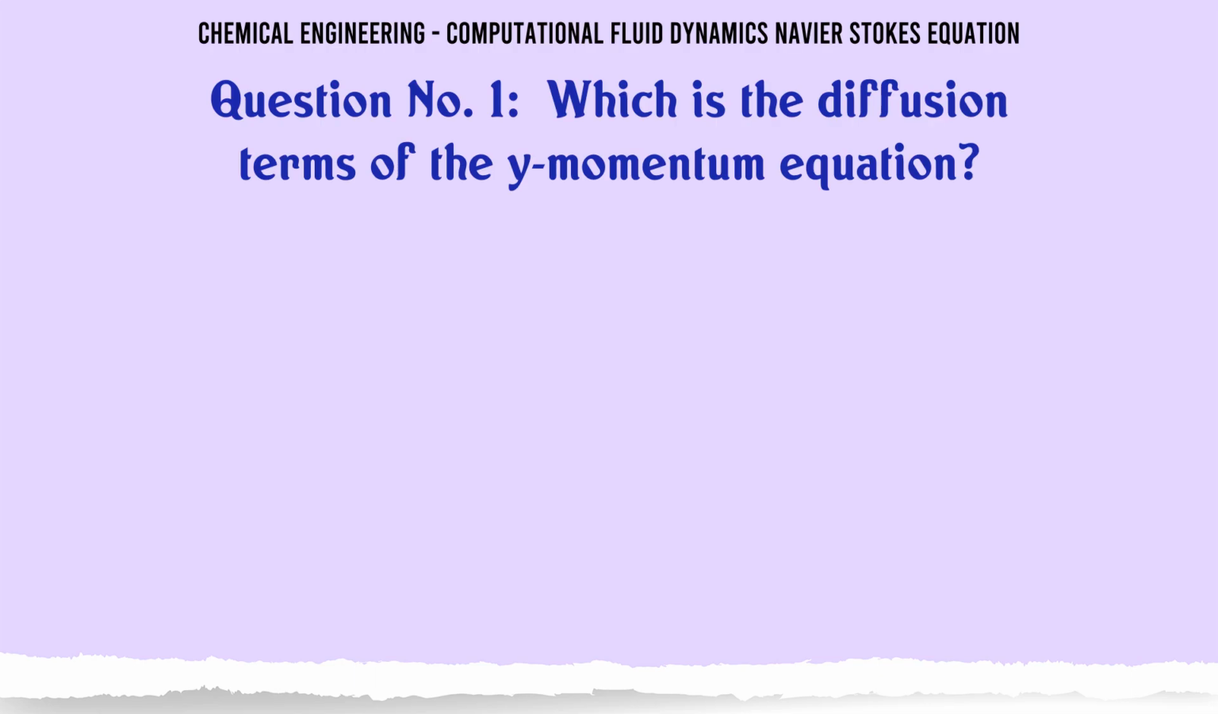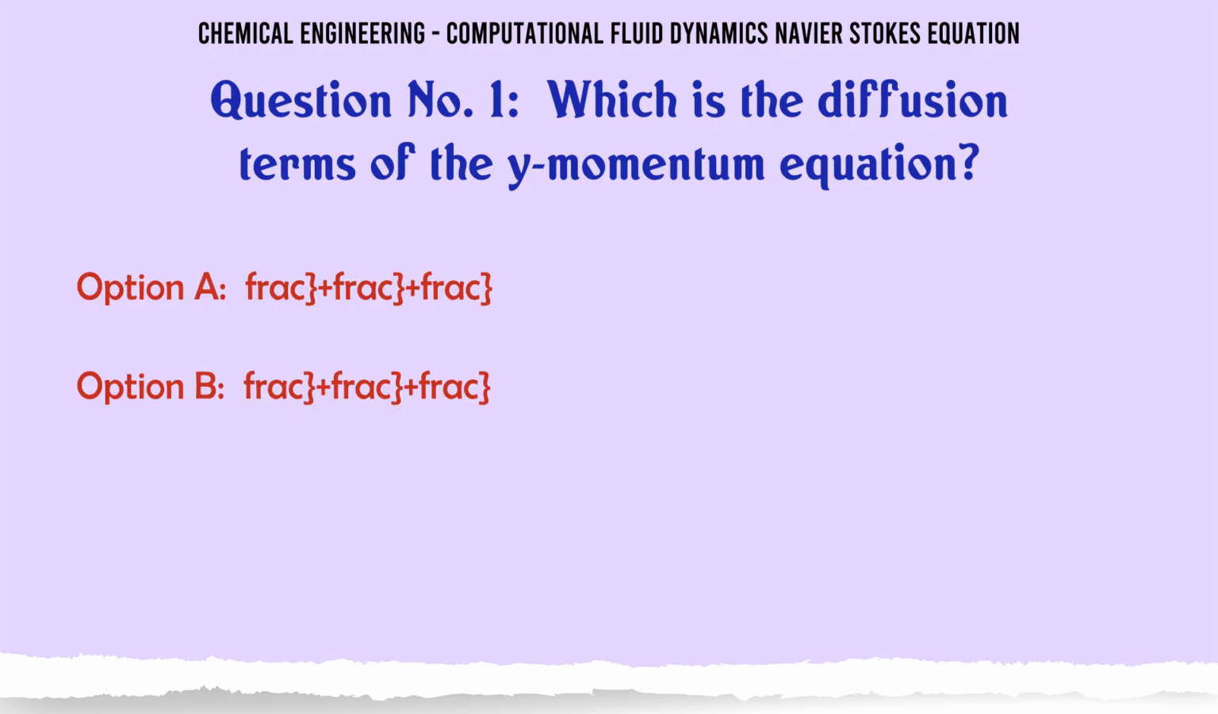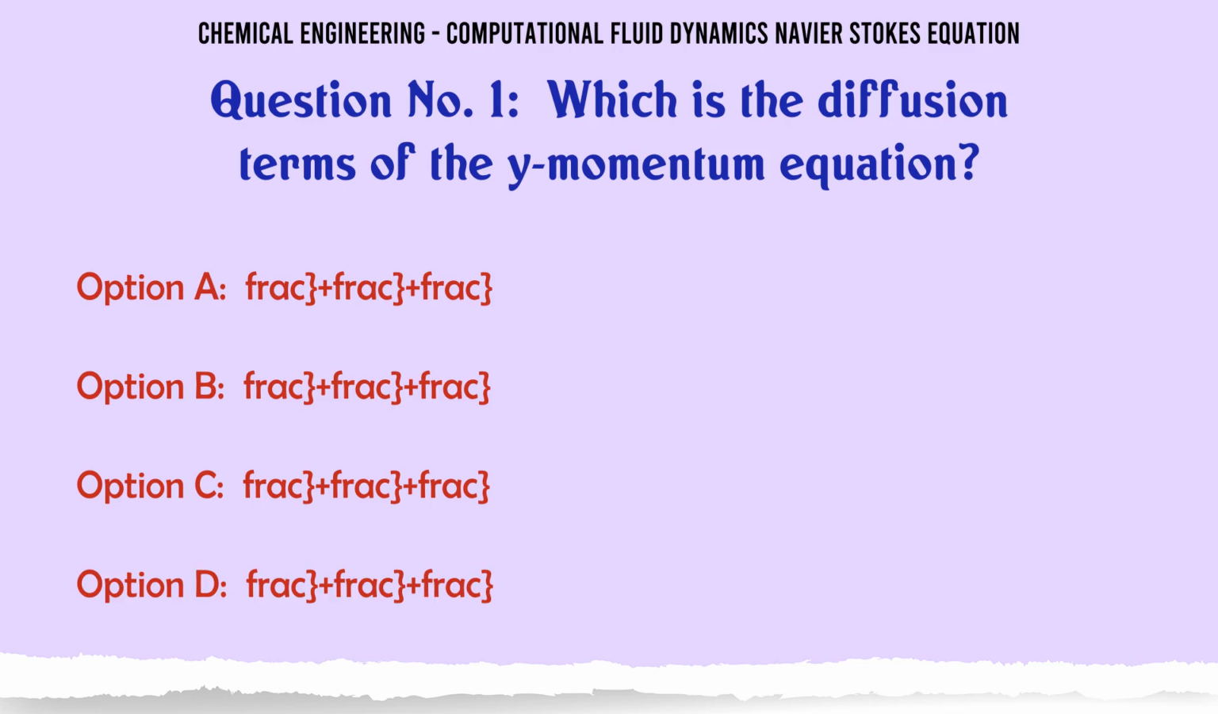Which is the diffusion terms of the y momentum equation? A: ∂τxy/∂x + ∂τyy/∂y + ∂τzy/∂z. B: ∂τyx/∂x + ∂τyy/∂y + ∂τyz/∂z. C: ∂τxx/∂x + ∂τyx/∂x + ∂τzx/∂x. D: ∂τxy/∂y + ∂τyy/∂y + ∂τzy/∂y.